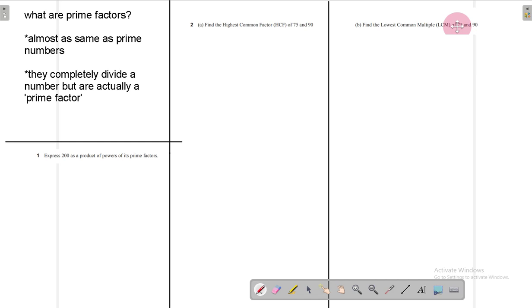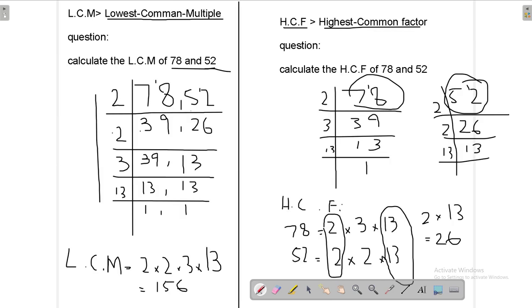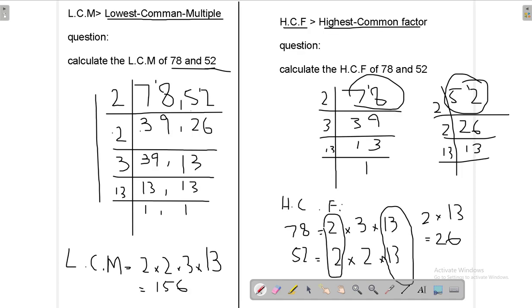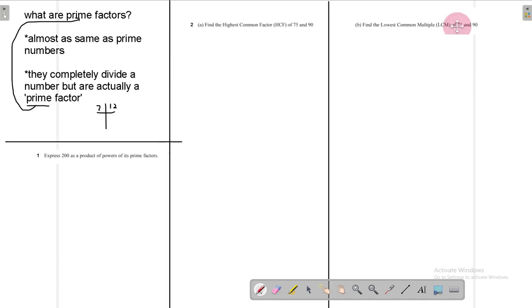They completely divide a number but are actually prime factors. So for example, the prime factors of 12 are only the prime factors, so you have to only include prime factors. We just studied prime numbers, which were actually 2, 3 and 5, which only have two factors, which is 1 and themselves. So out here the prime factors are actually the same.